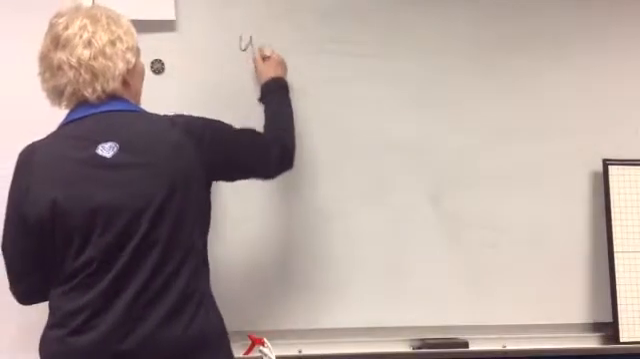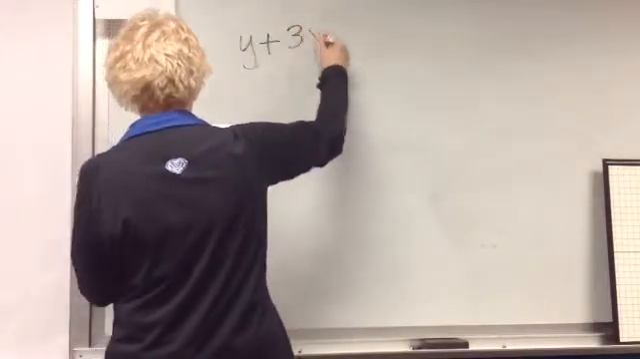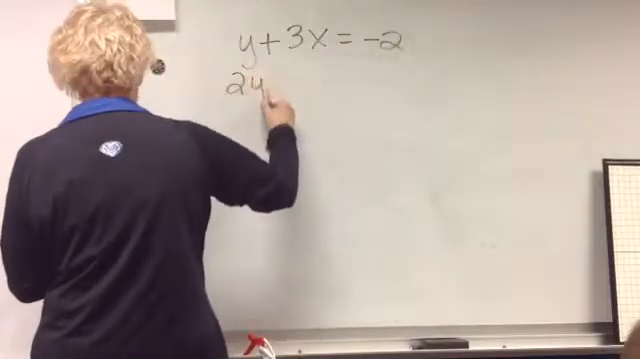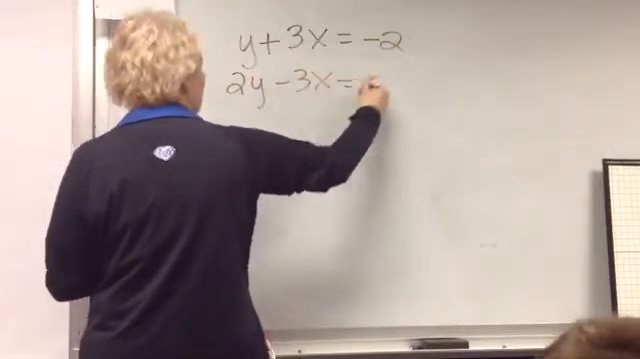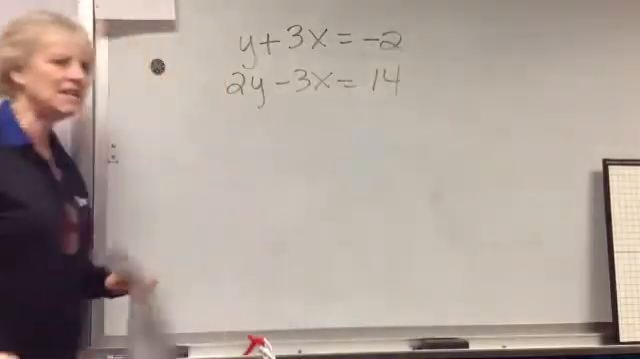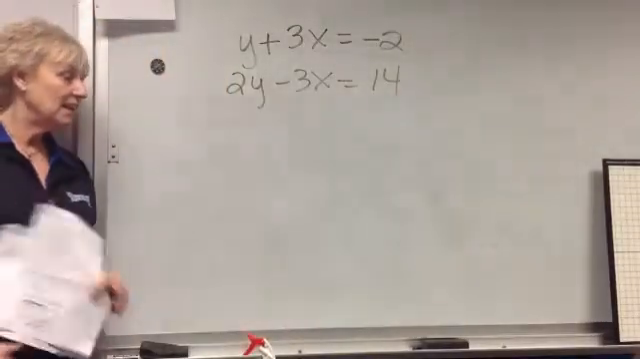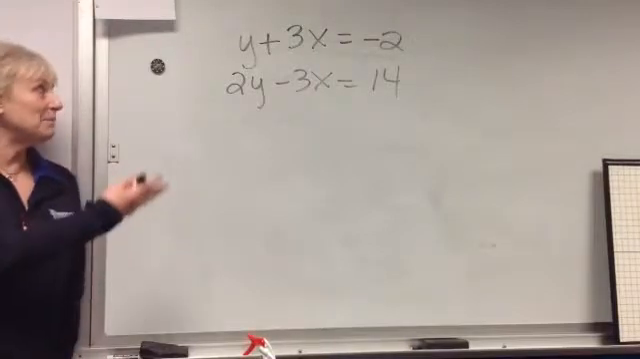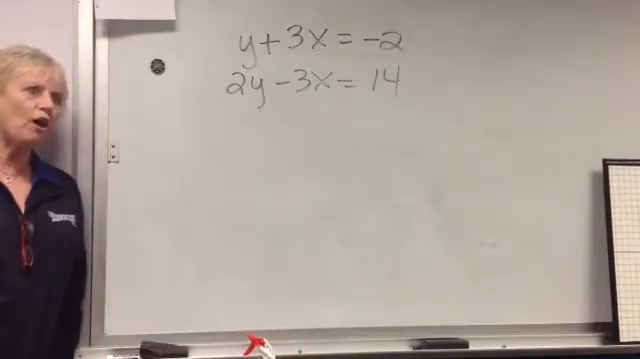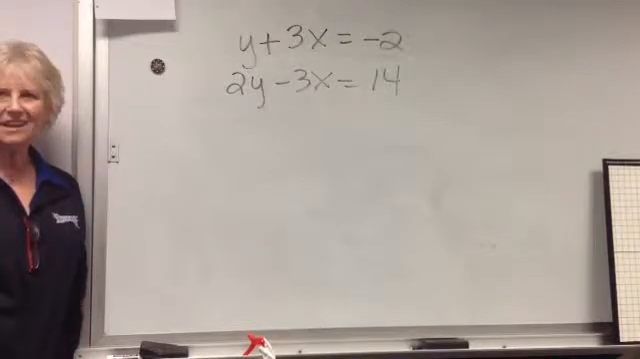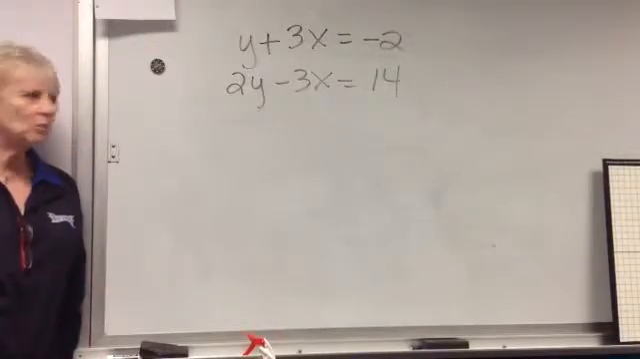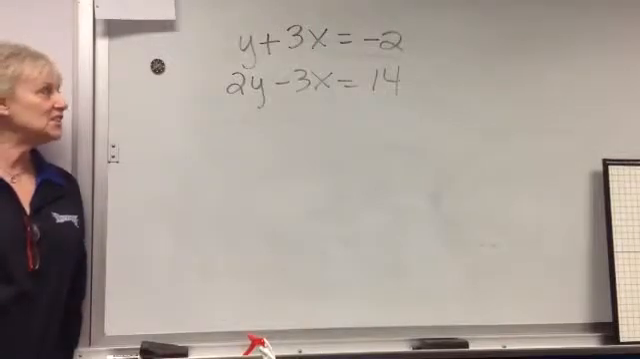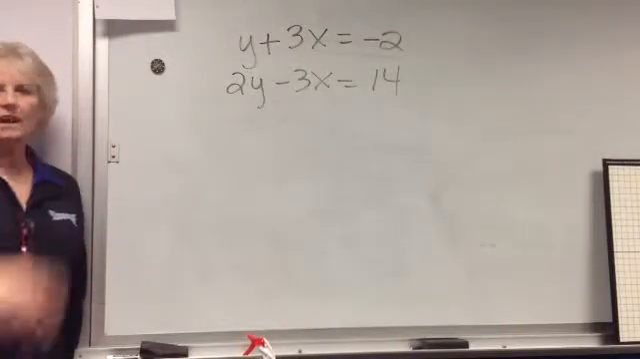All right. Y plus 3x equals negative 2. 2y minus 3x equals 14. Find the ordered pair where these two lines intersect. Now, think about graphing. Would you really want to go solve for y and graph this? No. Would you want to use substitution? No. This is a perfect example of, oh, I want to use elimination.